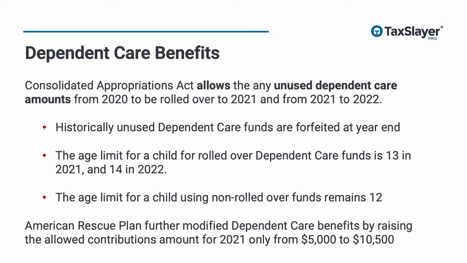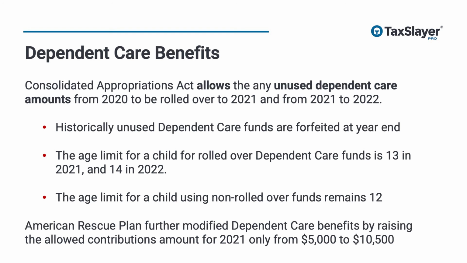And they'll be able to use those for a child who maybe was 12 in 2020, is now 13, and next year will be 14. They can still use those. However, they won't be able to use these funds for younger children, for anyone else, because if it's new funds, the age limit remains 12.